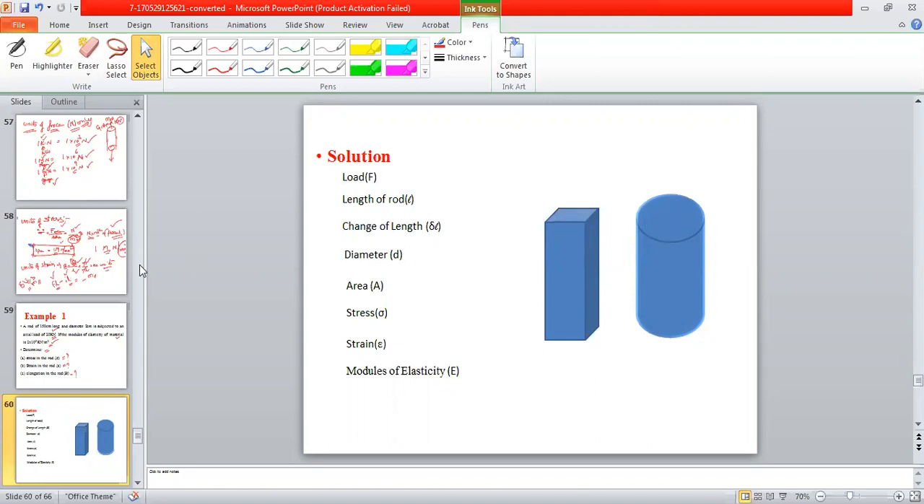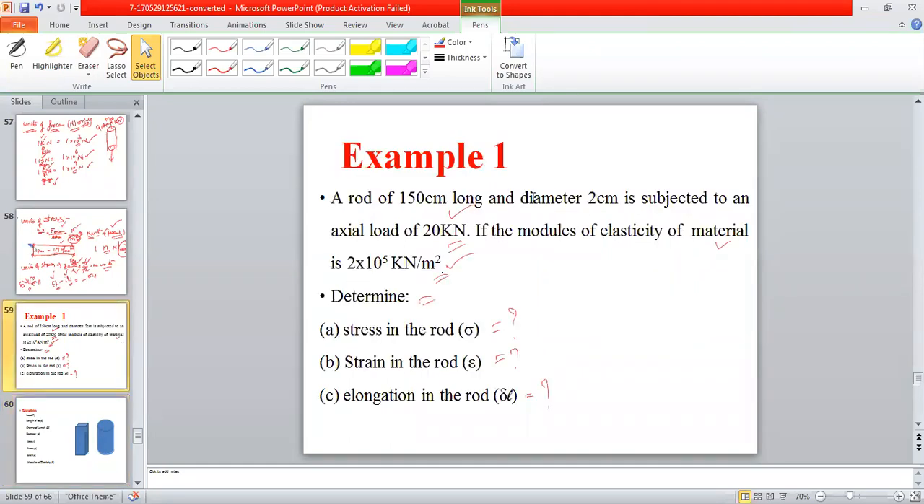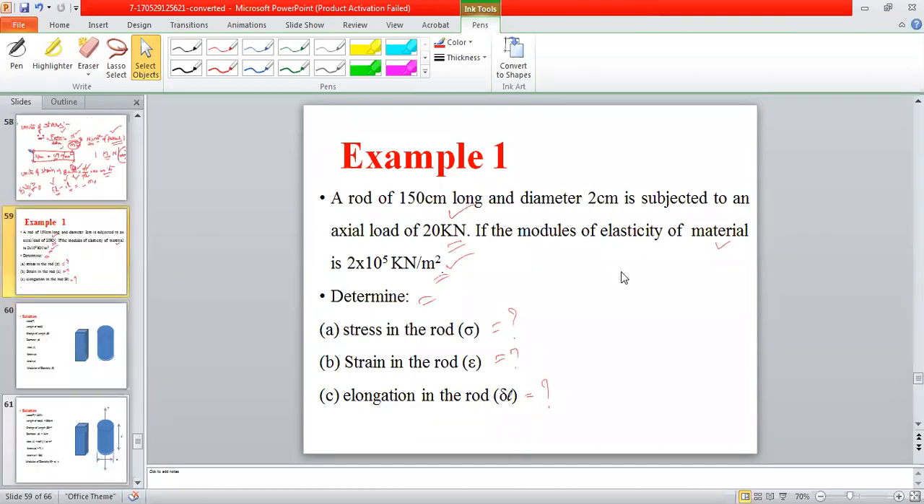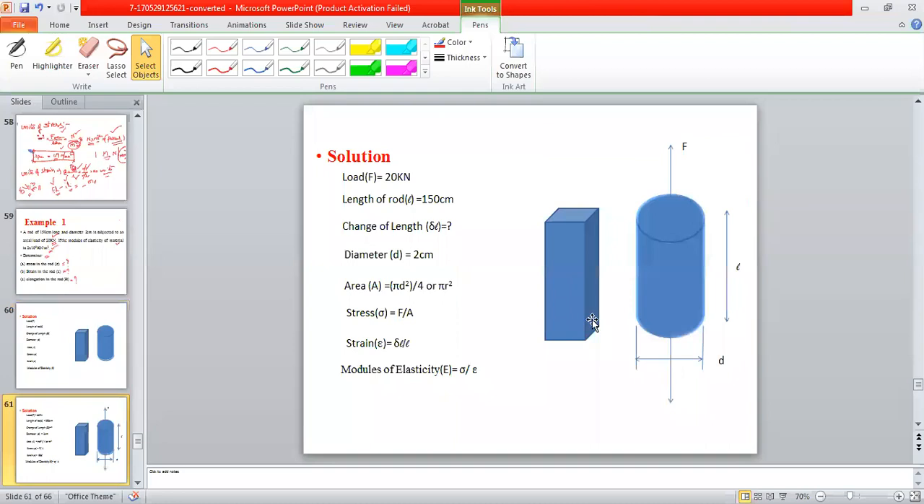So if you see our problem, it is represented as a diameter. Therefore, the rod is a circular component. Therefore, I am considering this circular component.